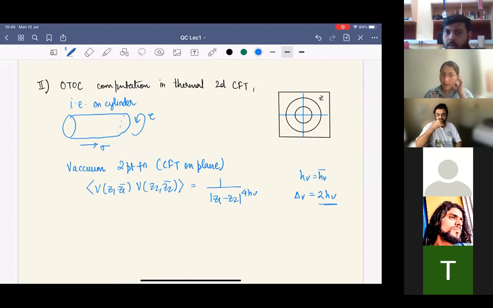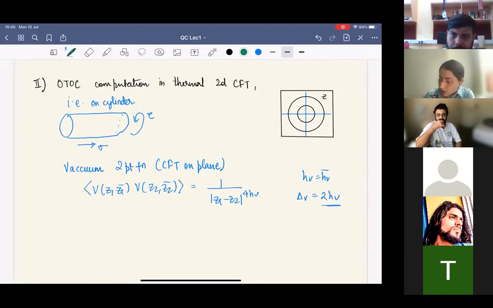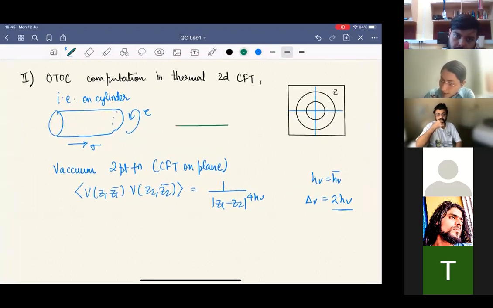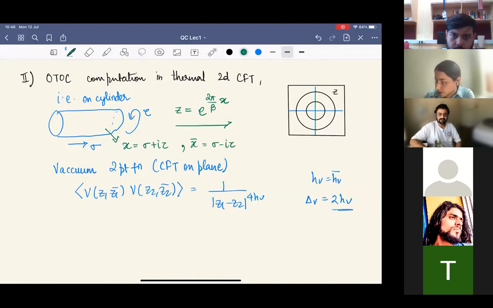As you might have already seen, to get the thermal 2-point function, we use a map from the cylinder to the plane, which is given as the following. Here x is the coordinate defined on the cylinder as sigma plus i tau, and x bar is sigma minus i tau. There's a similar transformation for z bar. z is the coordinate on the plane. Now let's look at the thermal 2-point function.